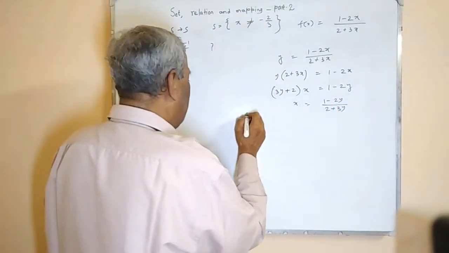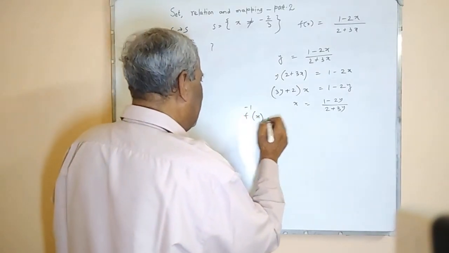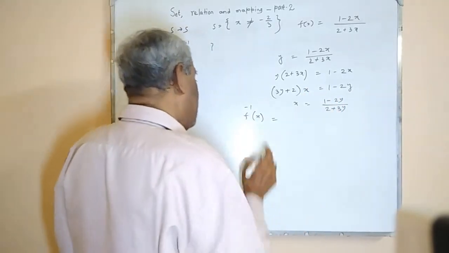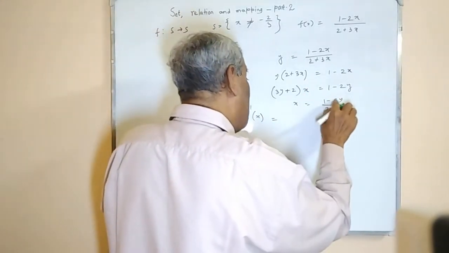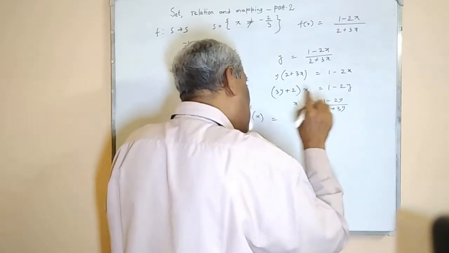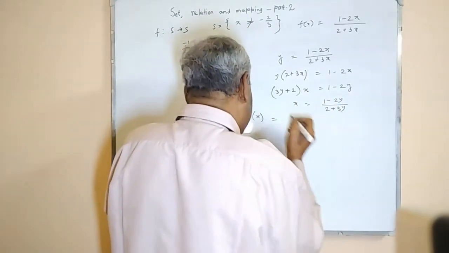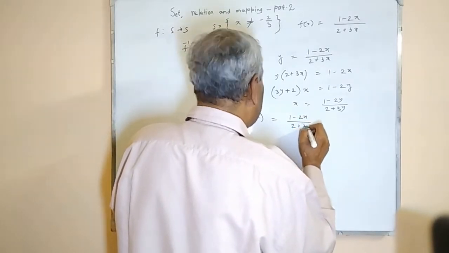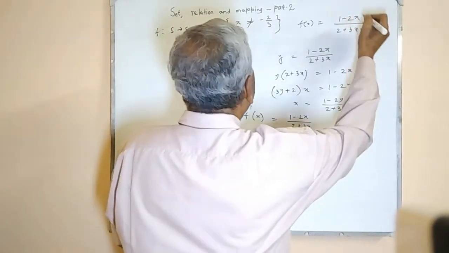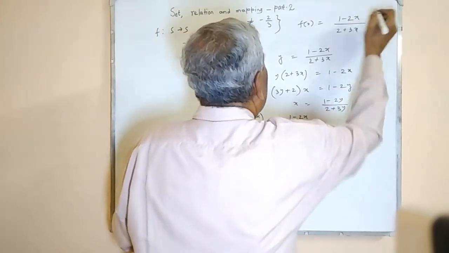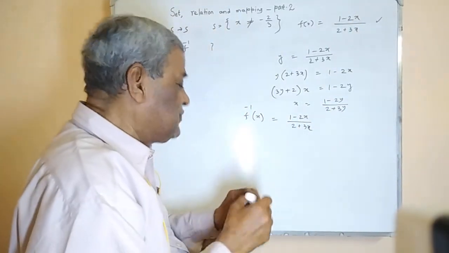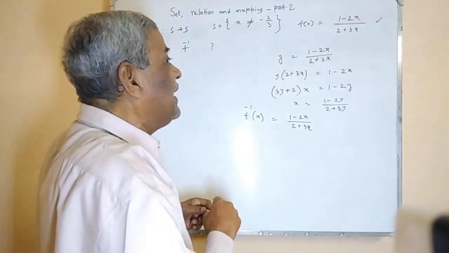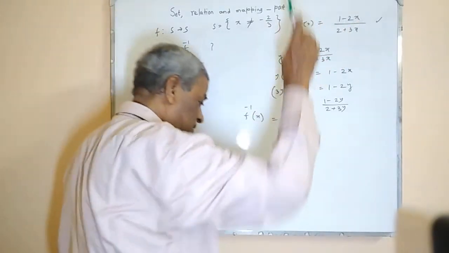So our f inverse(x) is, we have to write y in terms of x, instead of y we replace by x. So it is (1 - 2x)/(2 + 3x). That is the same function, it gives the same function. There are some options. I forgot to give the options, but the answer is this.